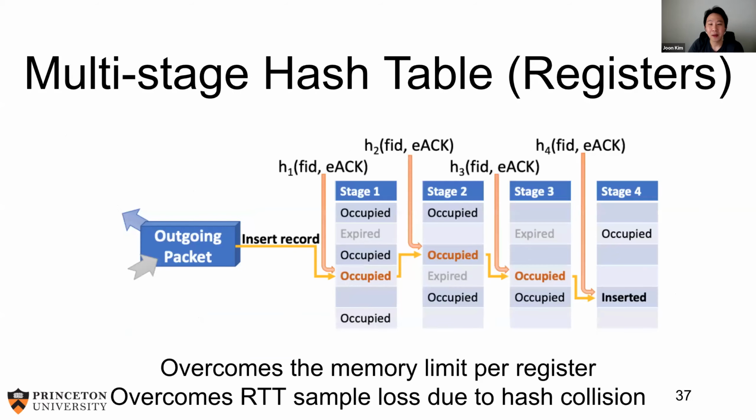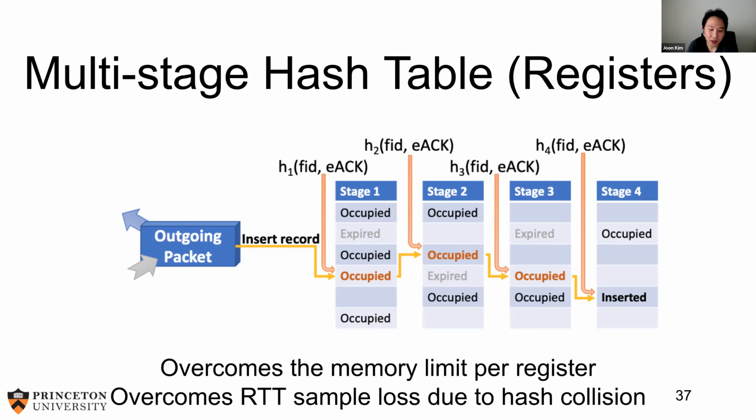All right, but you still have a problem. You still have one register there. So we actually overcome some other limits and also the hash collision limits by using a multi-stage hash table. So multi-stage registers. Instead of having one register, we will have multiple hash tables using a different hash function at each stage, so that even if there's a hash collision, we'll continue to try until it goes to the end of the multi-stage and finds something there.